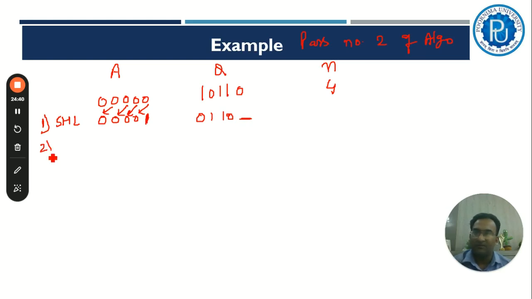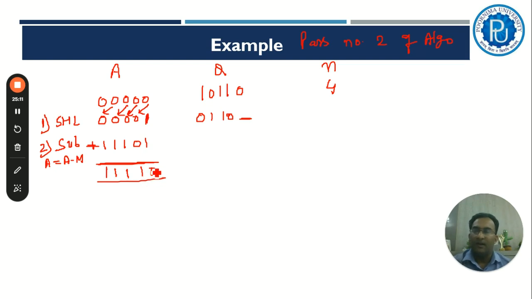In the next step, we do the subtraction, which is A equals A minus M. So we are going to add the 2's complement of M, that is 1, 1, 1, 0, 1, to the accumulator, which is going to give us 1, 1, 1, 1, 0, where the leading 1 is the carry.